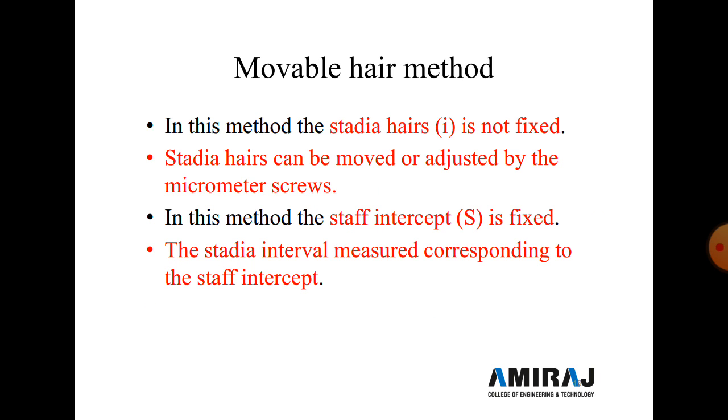Now next is the movable hair method. The difference here is that in the movable hair method the stadia interval I is not fixed, so I is movable. The upper and lower crosshairs move easily, and the stadia hair can be moved or adjusted by the micrometer screw. In this method the staff intercept is fixed and I is changed. In the fixed hair method, I is fixed and the staff intercept S is changed. The stadia interval is measured corresponding to the staff intercept.